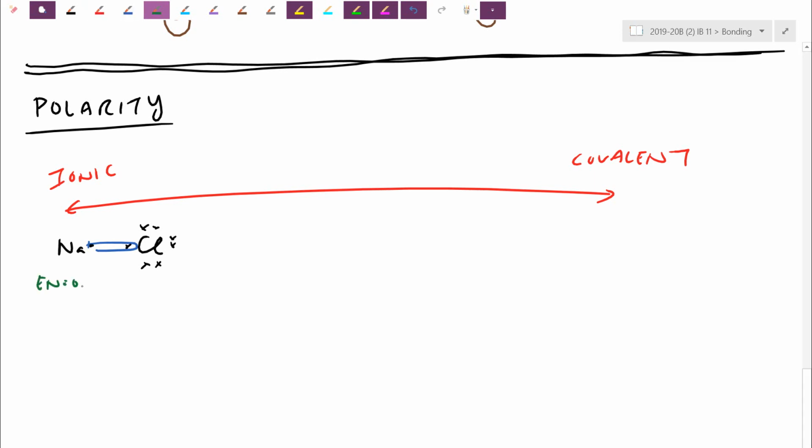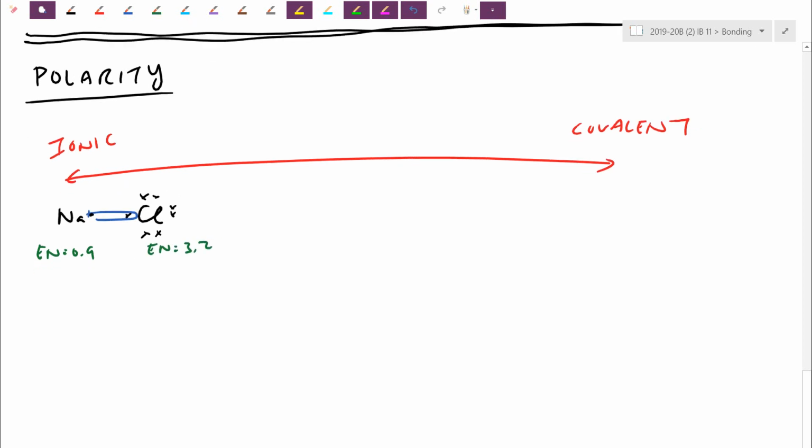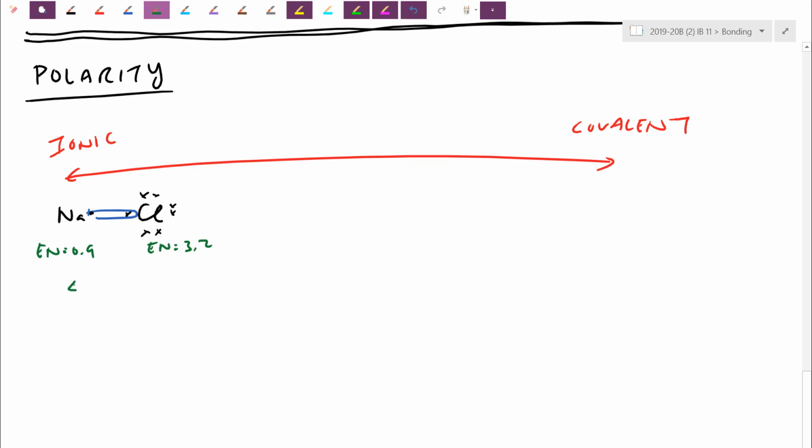The EN for this one is 0.9. The EN for the chlorine is a 3.2. I don't really care about the absolute electronegativities. I care more so about the difference in electronegativity. The difference is bigger number minus smaller number. This is 2.3. Usually we throw around a number of about 1.8.